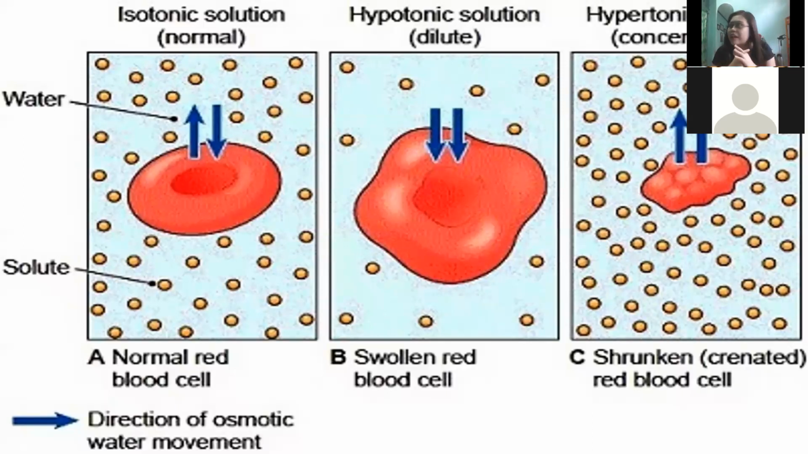Okay, and then the third one, we have the freezing point depression, wherein the addition of the solute can decrease the freezing point of a solution. So in the case of the ice, if you add solute, for example, the asin or the salt, ice will easily melt because the freezing point is depressed.